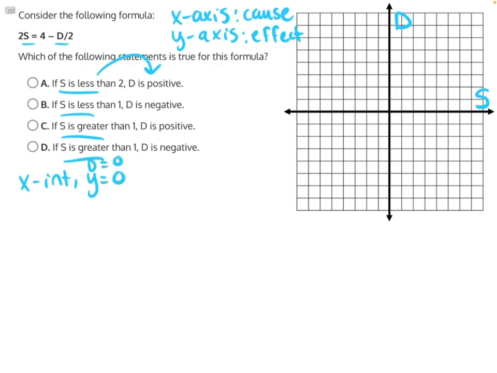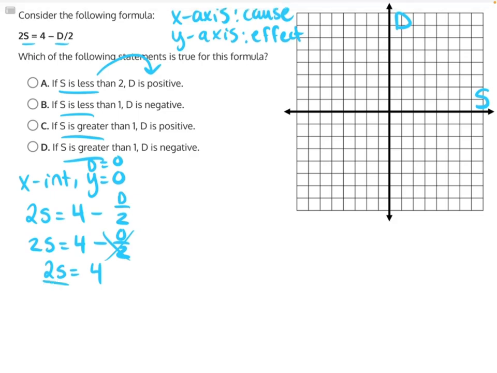And now we can rewrite our expression, 2s equals 4 minus d over 2. Then we're going to substitute in 0 for d. 0 divided by 2 would just give us 0, so that leaves us with 4 on this right-hand side. Then 2 is being multiplied to s, so we will do the opposite and divide both sides by 2, leaving us with s equals 4 divided by 2, which is 2. And that will give us the first coordinate point of (2, 0).